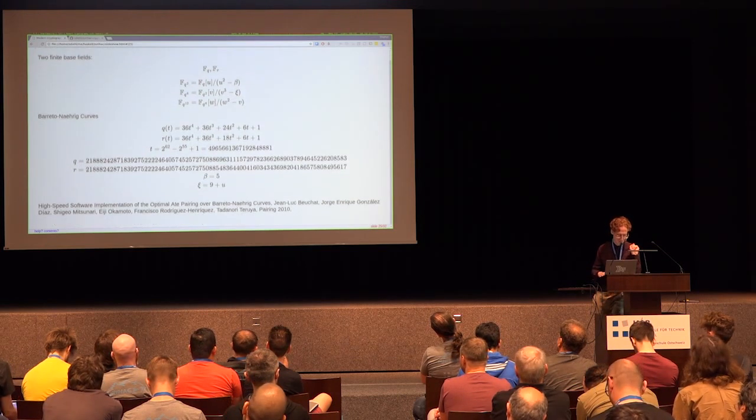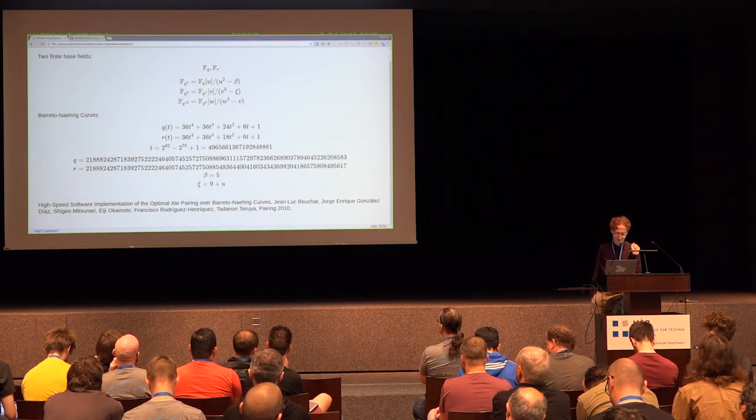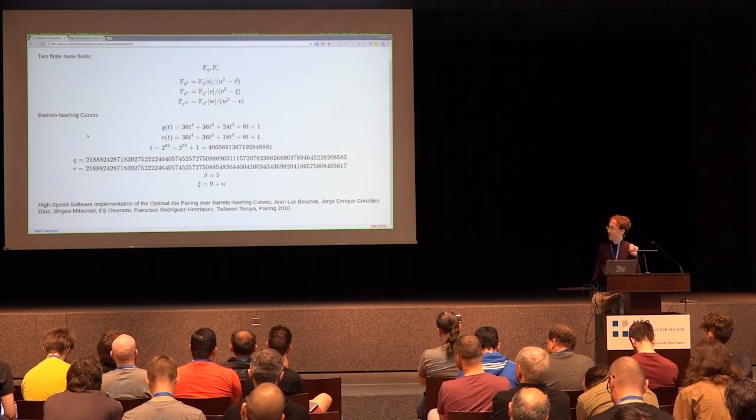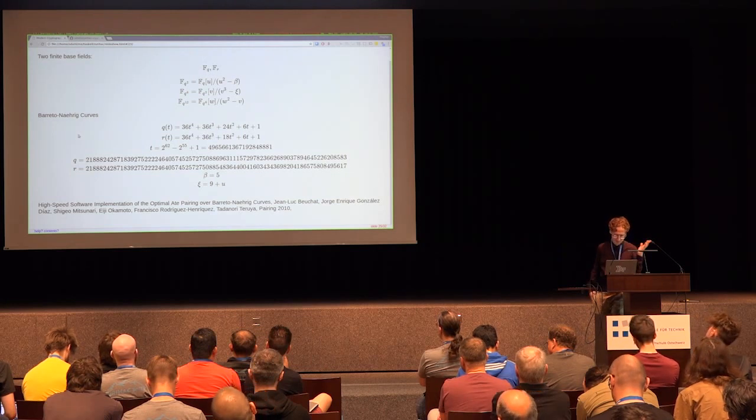So these numbers look like they're pulled out of nowhere, but there's actually a derivation of why they exist in this paper, optimal ate pairing over Barreto-Naehrig curves. So if you want to understand the exact reasons why these were chosen, that's there.